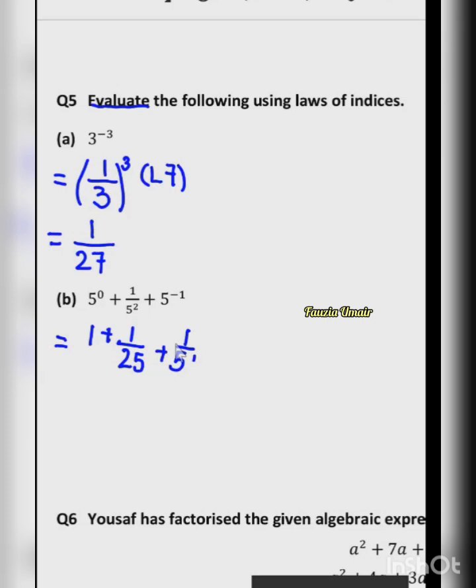So now what can I do? Because I cannot leave the answer here. I need to evaluate. So how can I add these fractions? Anyone can answer. Beta, what to do?